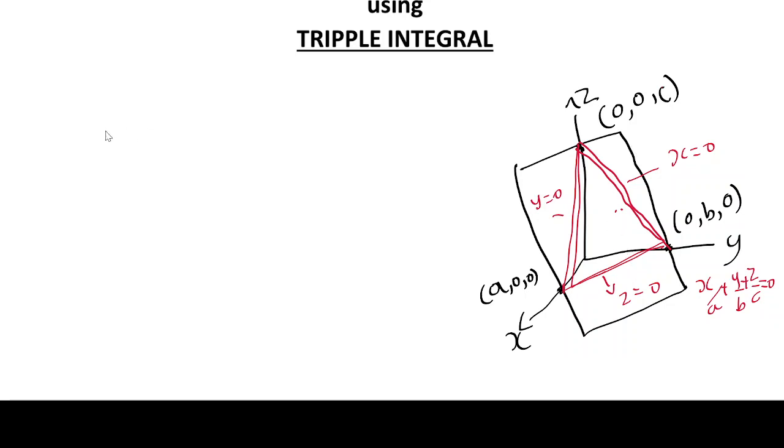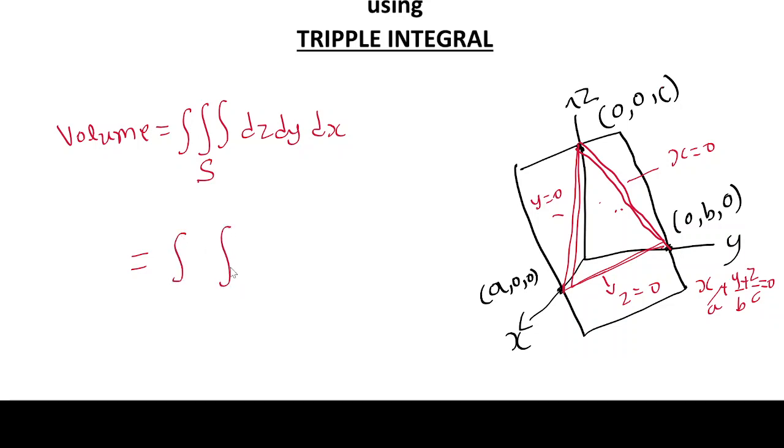Now to evaluate the volume of this tetrahedron, note that it lies only in the first octant. So the volume is equal to the triple integral of dz dy dx over the solid S. This solid is nothing but our tetrahedron. I have to write the limits to determine the volume with dz dy dx.